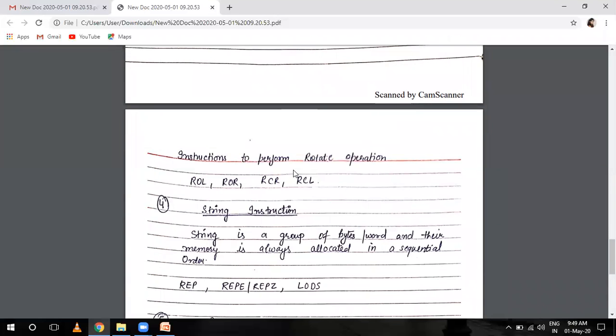Next are the instructions to perform the rotate operation. These are ROR, ROL, RCR, RCL. What do you mean by ROL? ROL is used to rotate bits of a byte towards the left. ROR is used to rotate bits of a byte towards the right. RCR is used to rotate bits of a byte towards the right. RCL is used to rotate bits of a byte towards the left. Make sure about towards the right and towards the left.